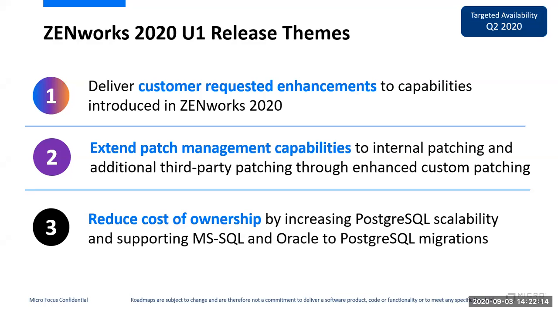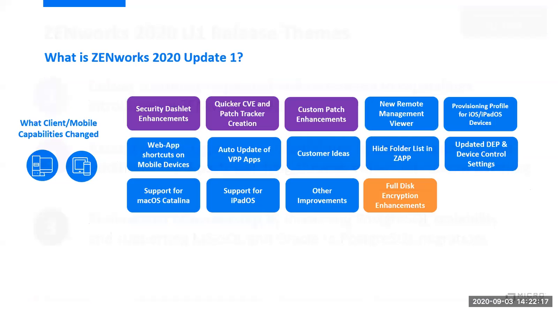In ZENworks 2020, we've got quite a lot of additional small things that we've done. We've done some things on the Apple VPP, for example, so you can automatically update VPP applications. We're also able to publish web applications now to mobile devices. So there's a lot of small things that we've done. What more to highlight? The remote management viewer gives a lot better performance if you want to do remote control. So that's one to highlight as well.